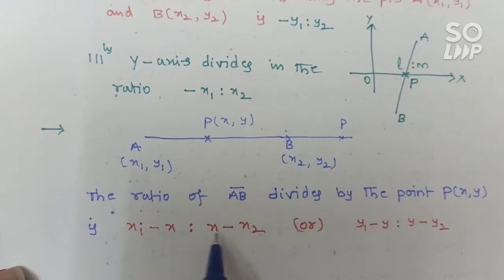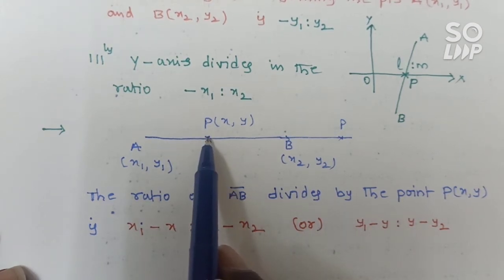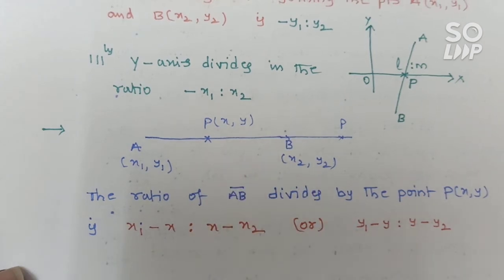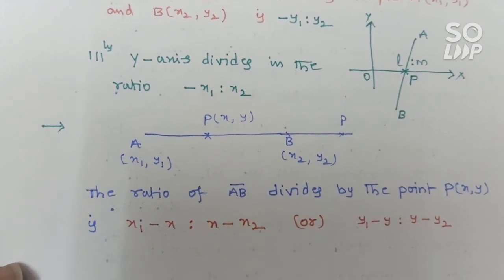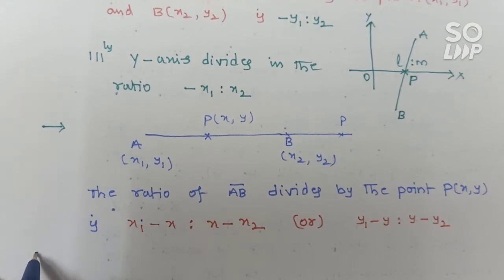After finding that ratio, by using either this formula or this formula, you can say the location of point P: is it internal to AB or external to AB? So this one is that ratio. See the next concept.